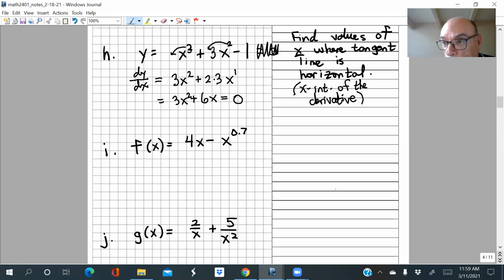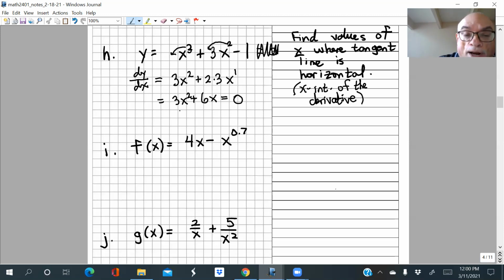Finding the turning points of a function is really an x-intercept problem all over again, but it's the x-intercept of the derivative, not the x-intercept of the original function. All right, well, okay, so let's solve this equation now. So let's find the x-intercepts of the derivative.